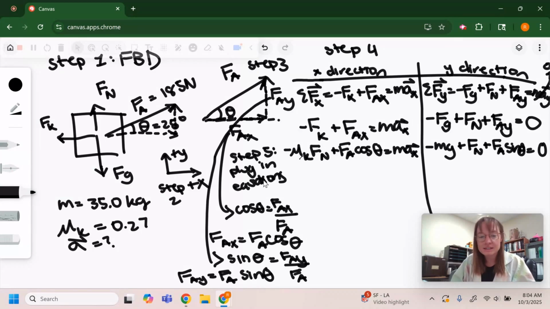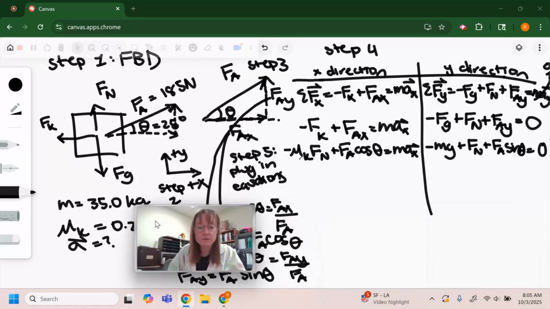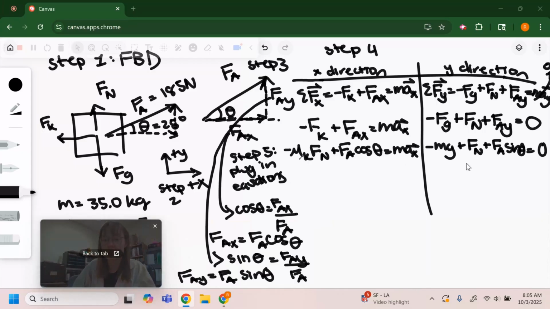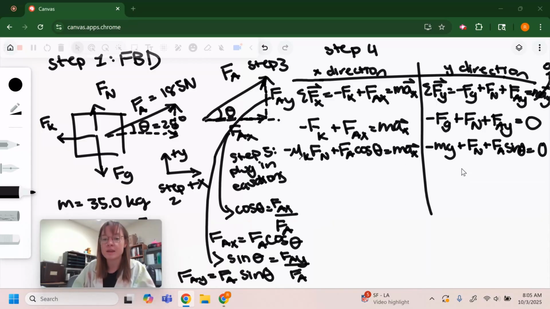Next, step 6 is to rearrange and solve. At this point, we have done all of the physics work that we really need to do. The rest of the work is mostly just algebraic rearranging. I am looking for this acceleration here. In order to find it, I know mu k, I know FA, I know cosine of theta, I know the mass, but unfortunately I do not know Fn.